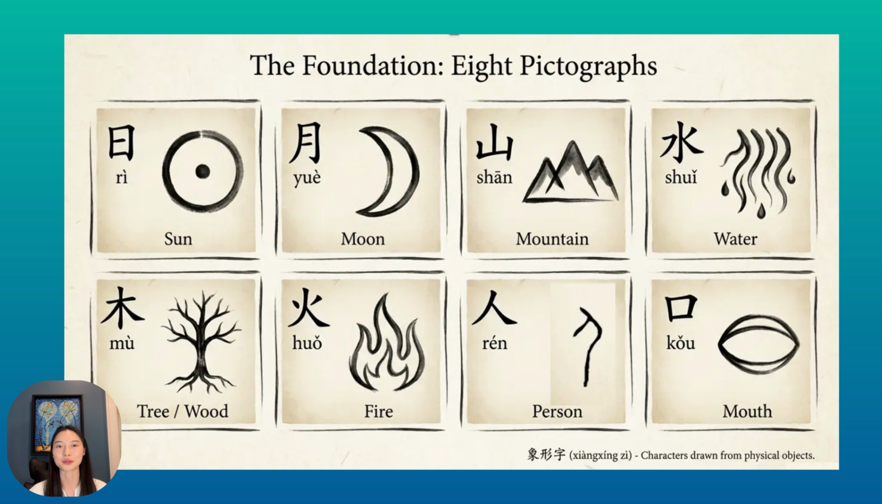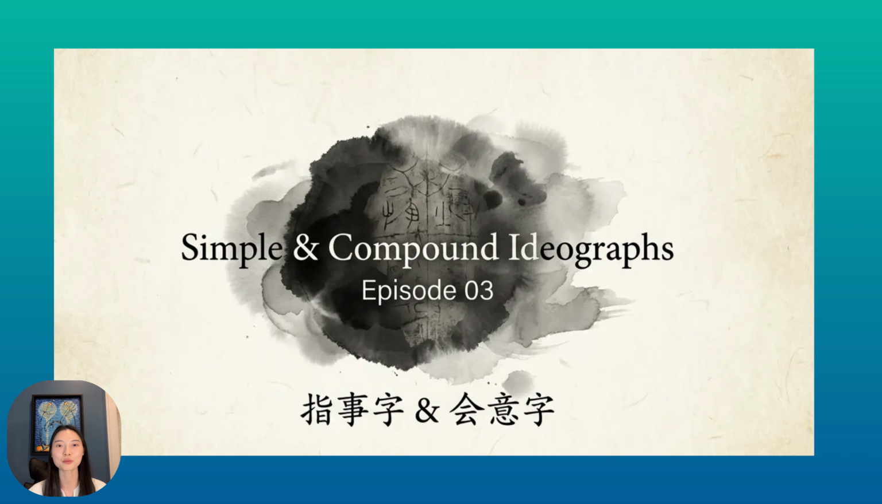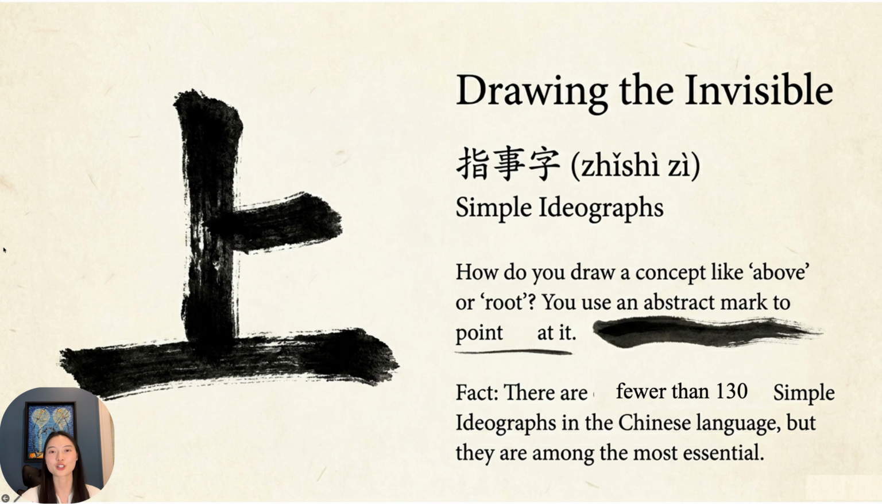Ancient Chinese people were remarkably creative in solving this problem. They invented two more methods, 指示字, simple ideographs, and 会意字, compound ideographs. These are my favorite categories to teach. Let's go. 指示 literally means to point at a matter or to indicate a thing. These characters use either a purely abstract symbol or they take an existing pictograph and add a small mark to point at a specific location or concept.